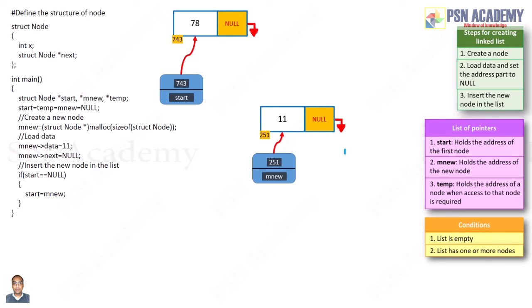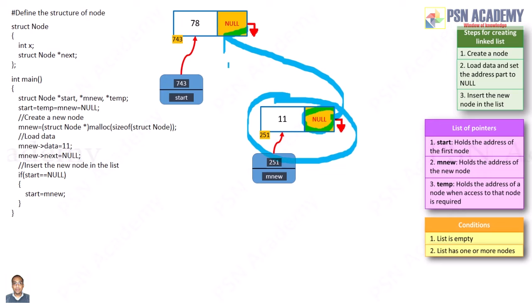Now how to achieve this? Now you see this next pointer here pointing to null. Now if this next pointer can be pointed to this 743, then this node will be in front of this node.